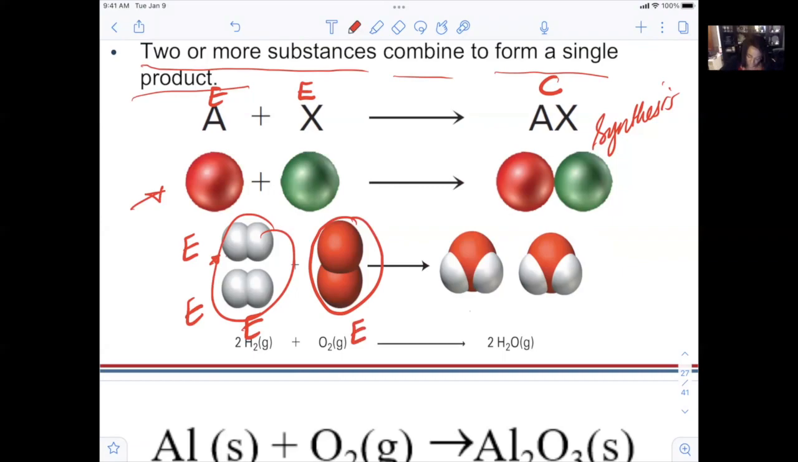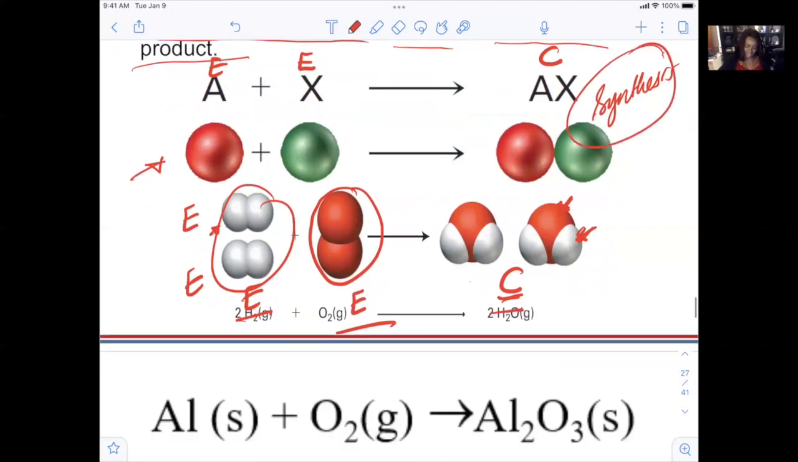Okay. Now here we have a compound. How can we tell visually we have a compound? The red sphere doesn't match the white sphere. They don't look like twin elements. The red doesn't match the white. So that makes the compound. You have different elements or atoms combined together. So once again, we have the EEC pattern. So synthesis. Okay.